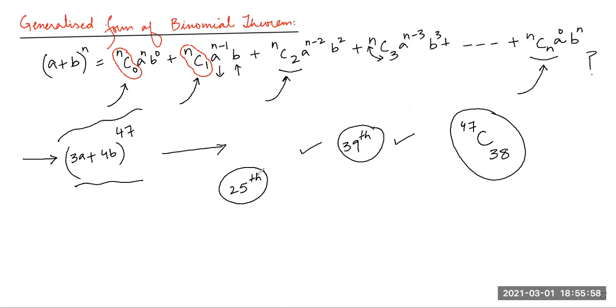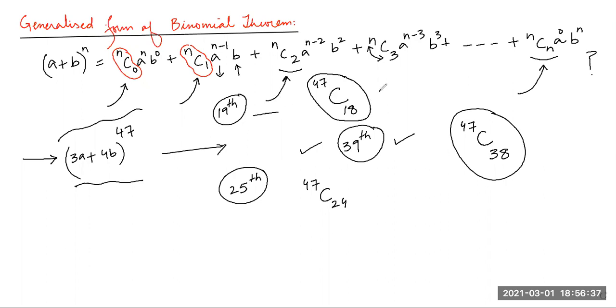May I ask Ishma, what will be the coefficient of the 25th term? It will be 47C24. Similarly, students, can you tell what will be the coefficient of the 19th term? Come on, be brave. It will be, n is 47, C18. So this will be the coefficient, and the term would be 47 minus 18, right?